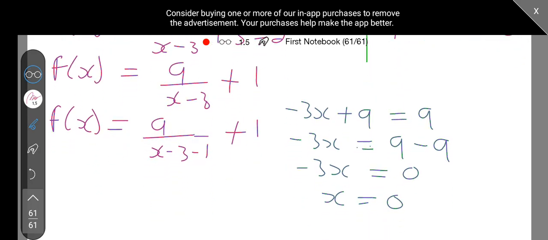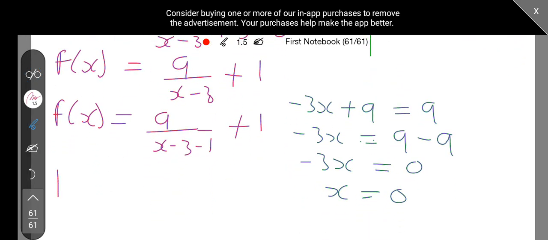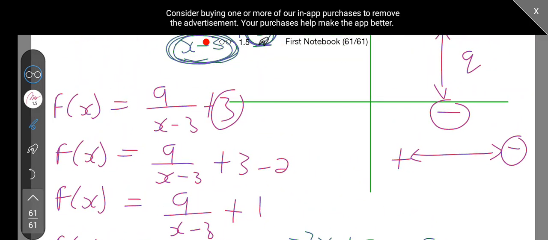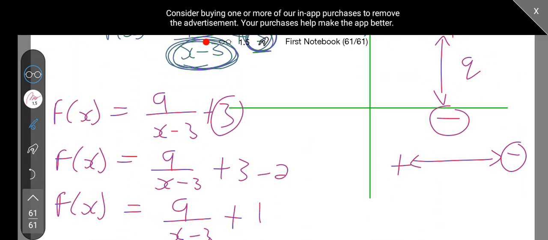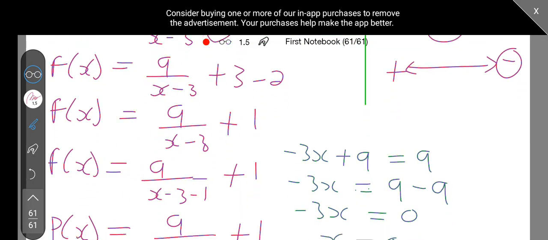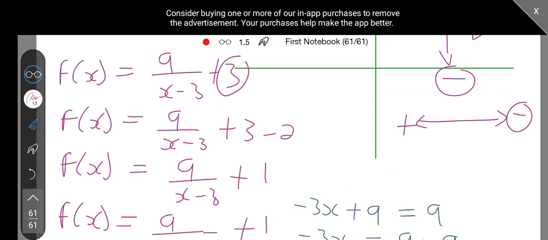They say you must write it as p of x. This means that p of x is the new transformed graph. That is 9 over x minus 3 minus 1, that's x minus 4, plus 1. And that is p of x. I hope it's clear. Make sure you repeat the lesson as many times as needed to understand. This was not a question paper, but it was just a practice problem. Thank you for watching.